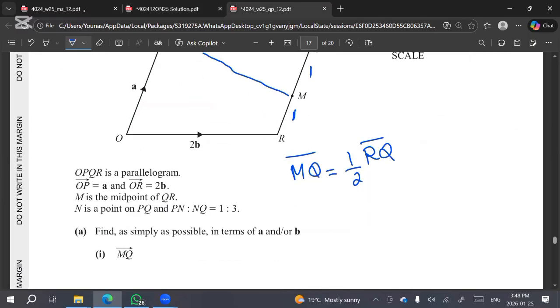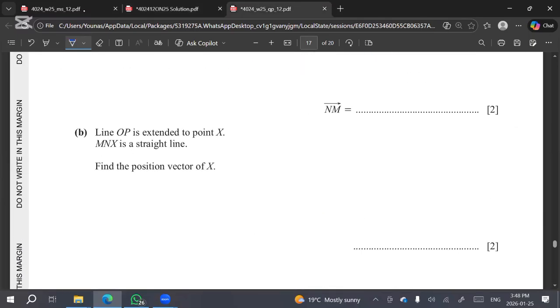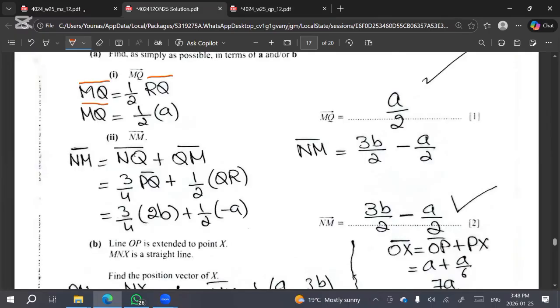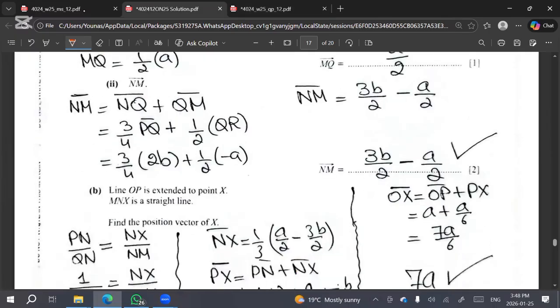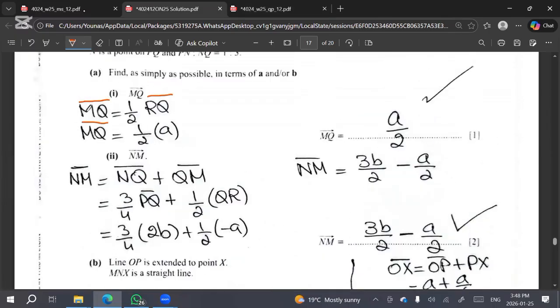Okay, then in the next part, he says, it's a 2 mark question. He says the line OP is extended to the point X and the MNX is a straight line. Find the position vector of the X. Okay. So what they are saying is extend the OP to the point X.